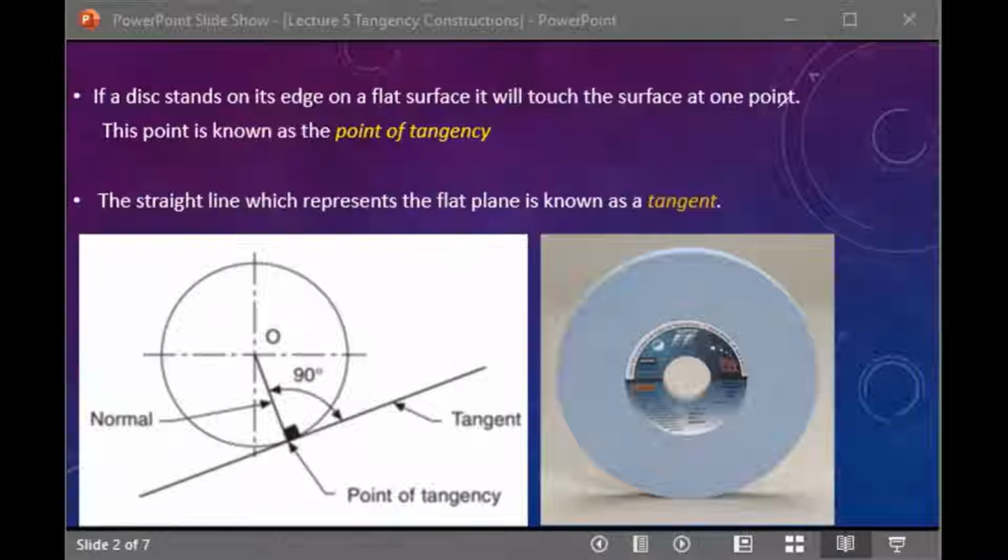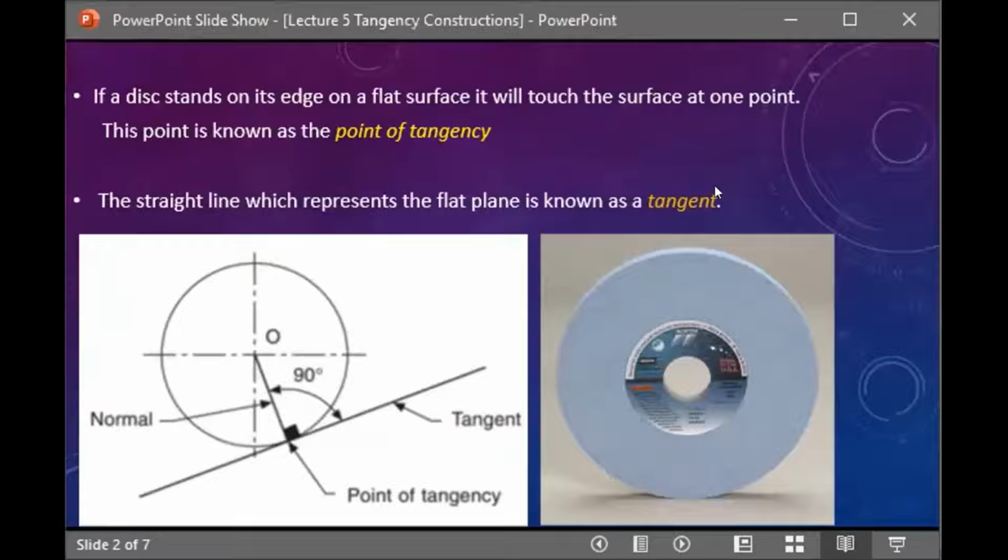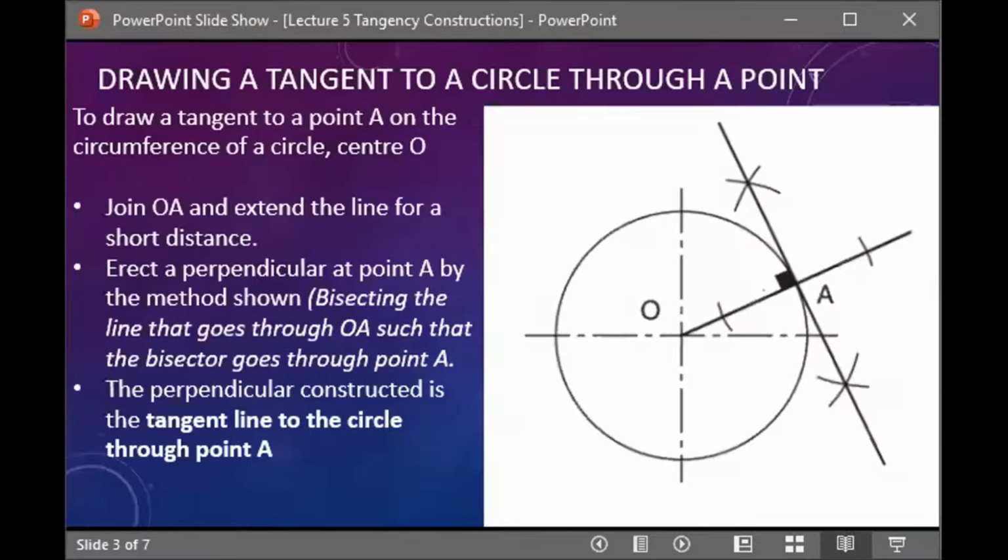So we are going to go ahead and see what examples of tangency we have. Now the first type of tangency we can construct is to draw a tangent to a circle through a point. This point we are talking about is also located on the circumference of the circle.